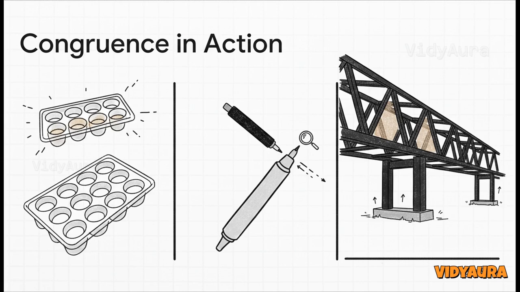And on a much bigger scale, they're what allow engineers to build massive, stable bridges using countless identical triangular supports. The SAS and ASA rules mathematically guarantee that a triangle is a rigid shape. It doesn't wobble or deform. That's why it's the strongest, most reliable shape in engineering, and it's all thanks to the certainty of congruence.